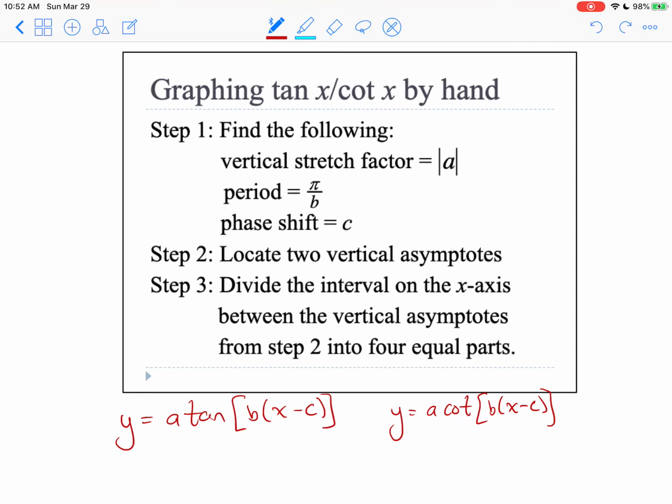And then we would take that interval between the two vertical asymptotes and divide it into 4 equal parts, just like we did with sine and cosine, because we have 5 key locations. The 2 vertical asymptotes are part of that, and then we have our 3 key points, which for tangent would be -1, 0, and 1, and for cotangent it's 1, 0, -1. And so this is very similar to what we did with sine and cosine.